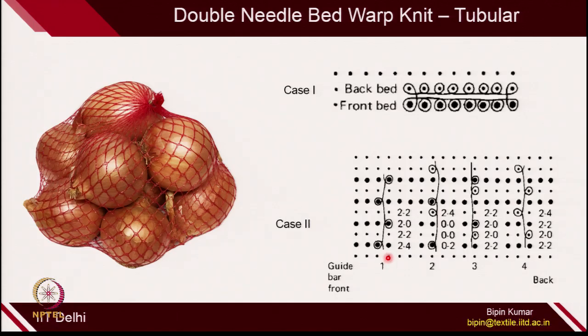Here you can see, on one side you are making 1 cross 1 tricot on the front bed, and on the other side also you are making 1 cross 1 tricot on the back bed, and then there are 2 guides. One is connecting from the left side, connecting both the front bed needles and the back bed needles, and here also the second connecting guide is connecting the other end. In this way you create a tubular fabric.